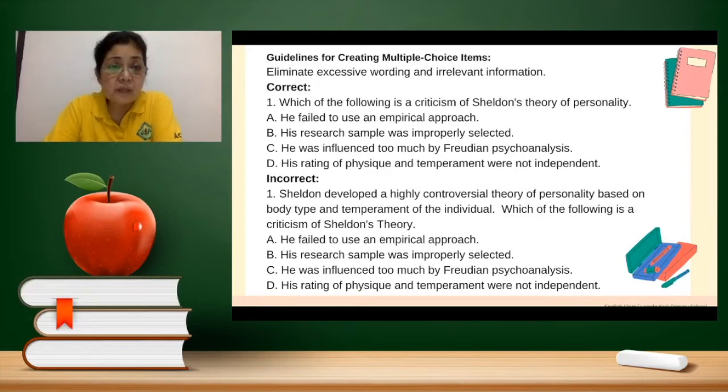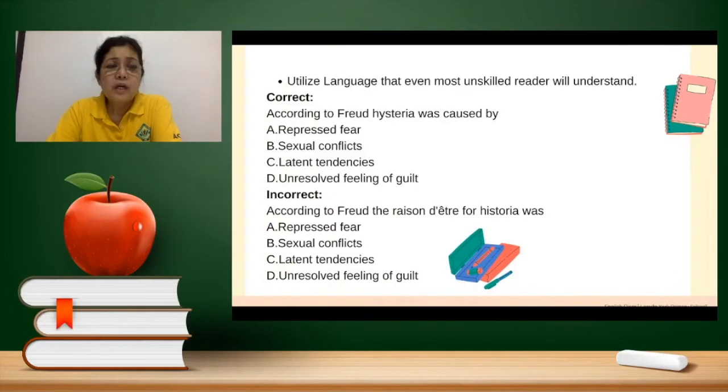So that's correct. But it will become incorrect when you say Sheldon developed a highly controversial theory of personality based on body type and temperament of the individual. Which of the following is a criticism of Sheldon's theory? So there are so many excessive wordings and irrelevant informations that are not needed, so you have to eliminate those things. Okay, another one.